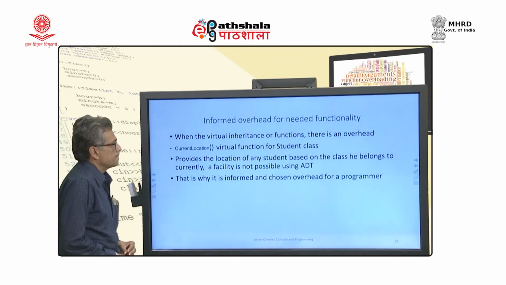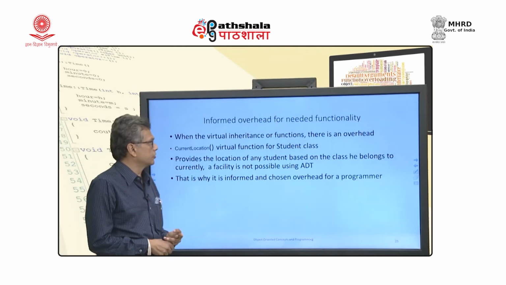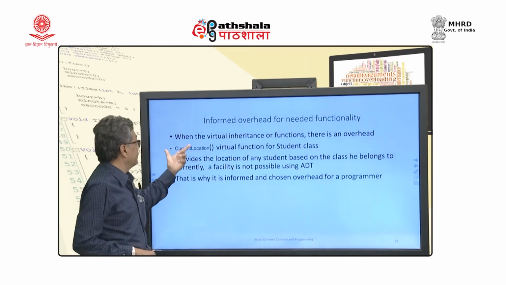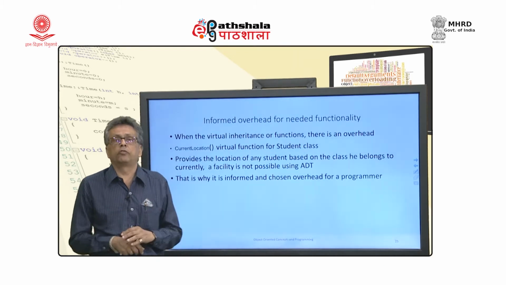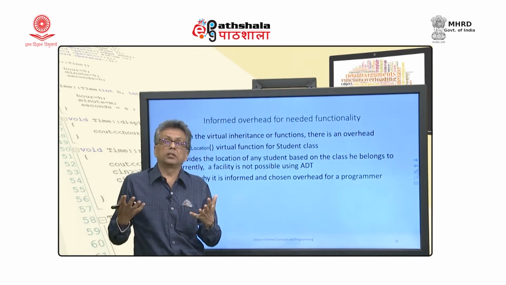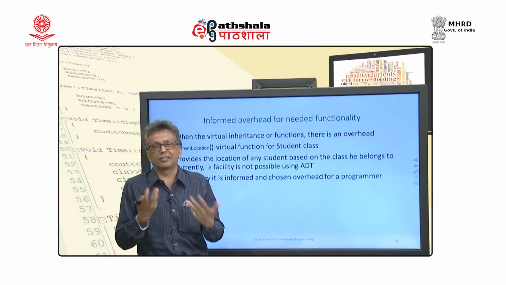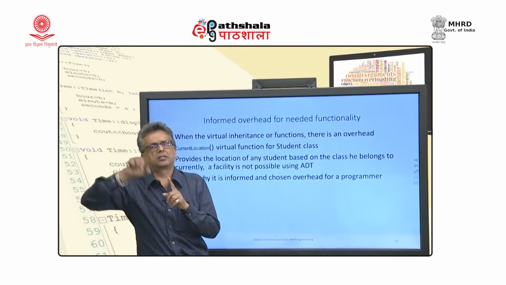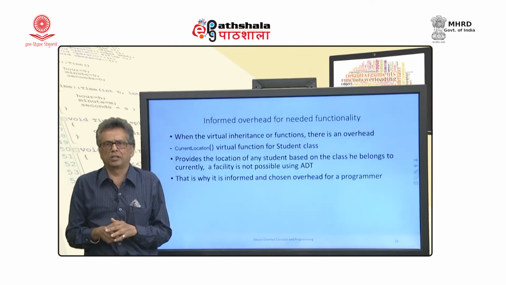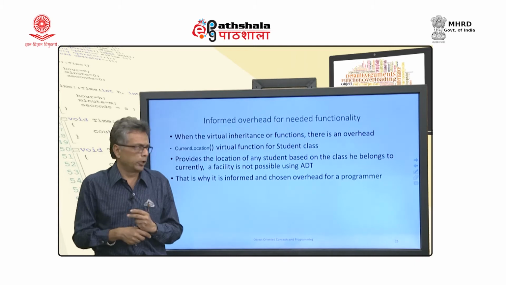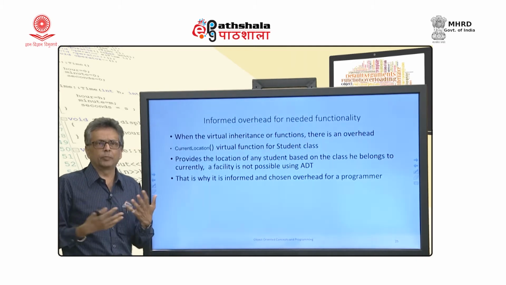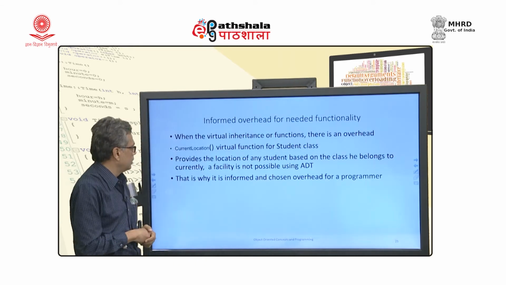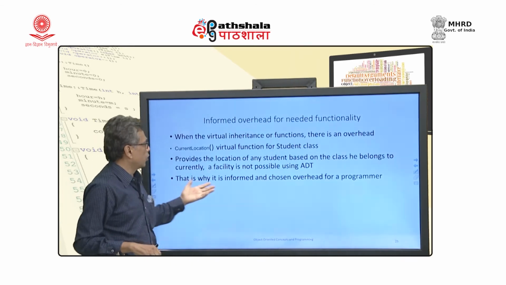Okay. There is overhead for needed functionality, which I talked about in the past also. For example, I have something called a current location virtual function, and current location is decided based on the class you belong to. So if you are a student and you belong to a specified class, then obviously the location is derived from that point. Okay. At any given point of time, the pointer will tell you where it is pointing to, and based on that you get the current location. Okay. But that is what I am talking about.